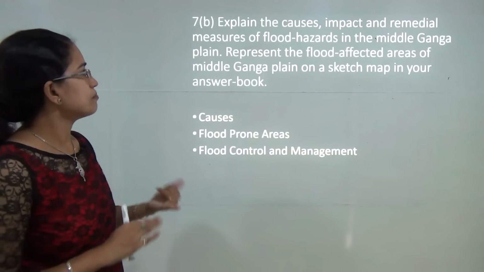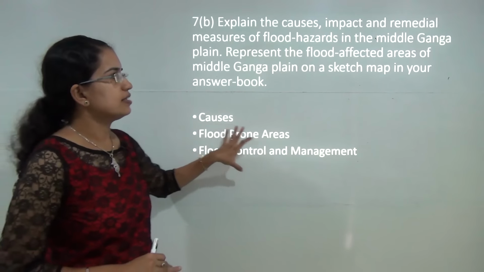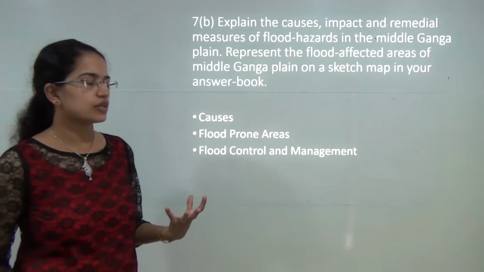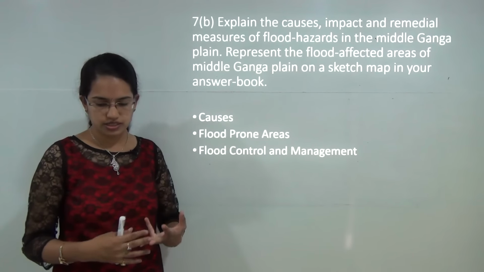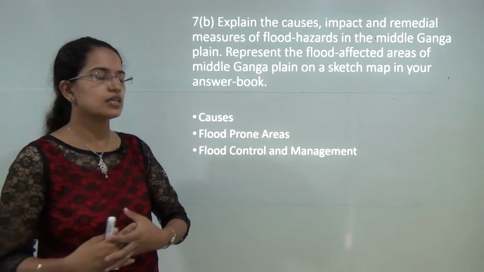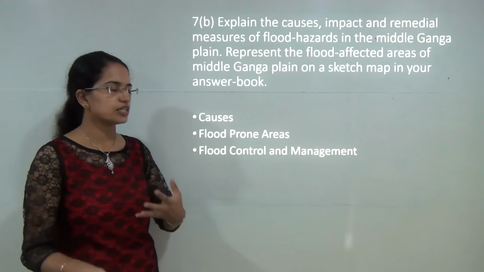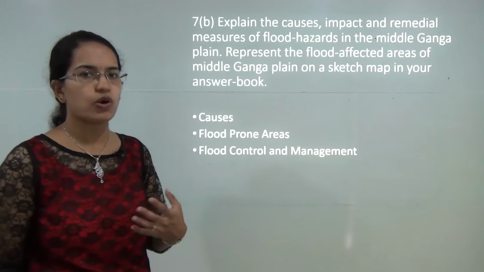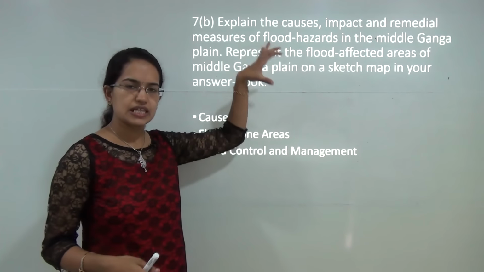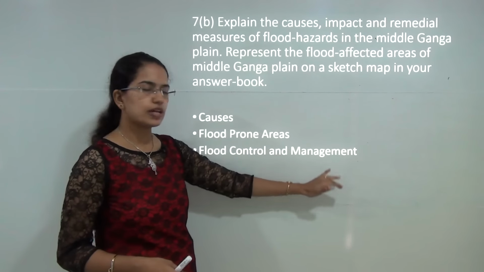The next is: impact and causes of flood hazards in the middle Ganga region. Now start with what are the causes of floods. When I explain the causes of flood, you can include the meteorological causes, the geomorphological causes or anthropogenic causes. So you can explain the causes under three heads, and then explain the reasons for each. For meteorological, you can say rainfall or clouds. Then you have to explain the flood prone regions of India, mainly the Ganga region and the Brahmaputra Delta region. Then you have to explain the flood control and management techniques.